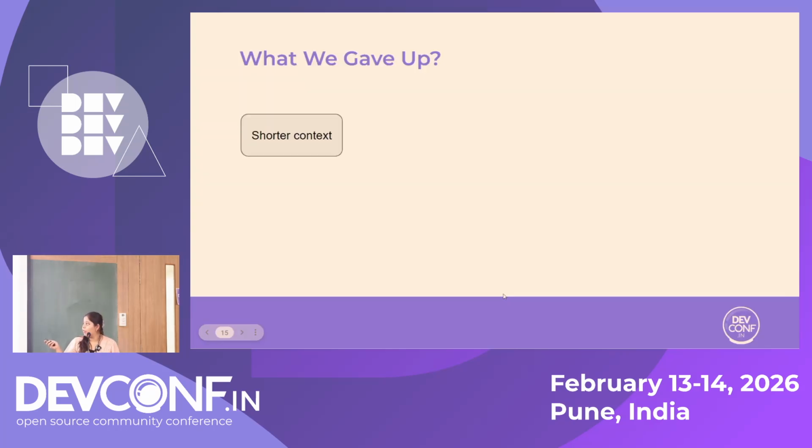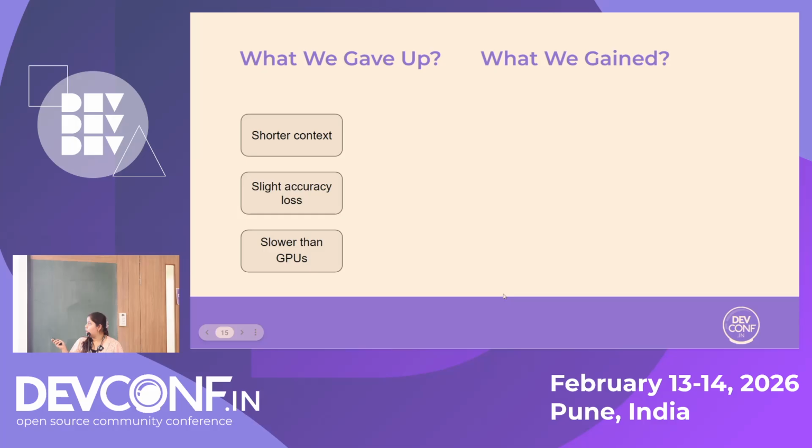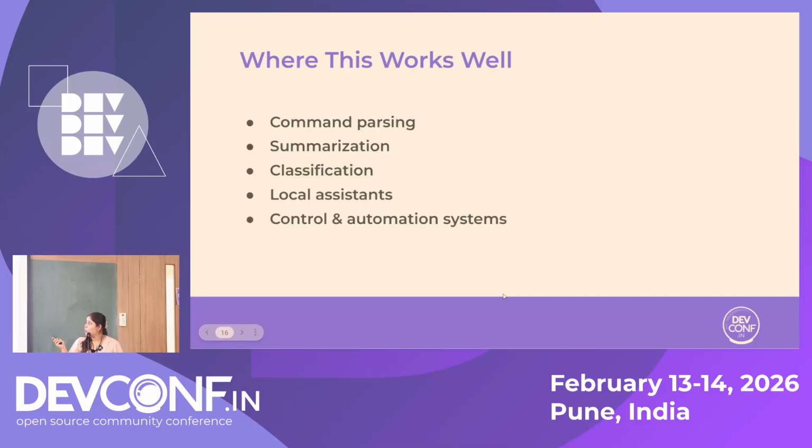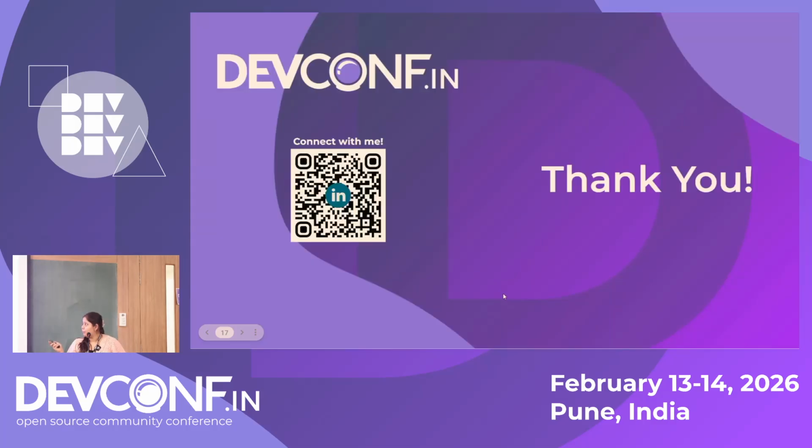Now, what we gave up: shorter context, slight accuracy loss, and being slower than GPUs. What we gain: reliability, privacy, and offline operation. This type of quantization can work very well in command parsing, summarization, classification, local assistants, and control and automation systems.